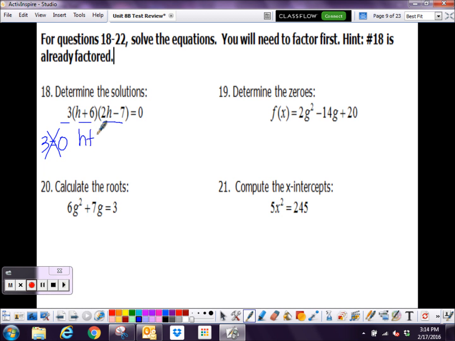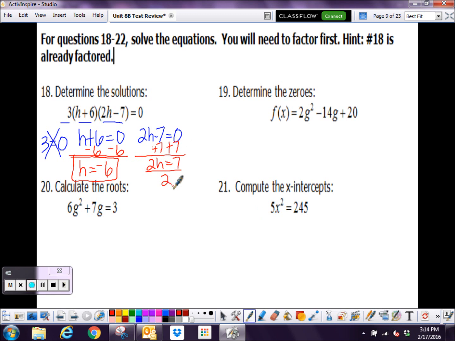Okay, I have h plus 6 equals 0. If I solve for h, I'm going to subtract 6 from both sides. So h is equal to negative 6. So there's one solution. Now I also have 2h minus 7 equals 0. If I add 7 to both sides, I have 2h equals 7. And if I divide by 2, I have h is 7 over 2. So I have 2 solutions here. Most of these you will have 2 solutions.